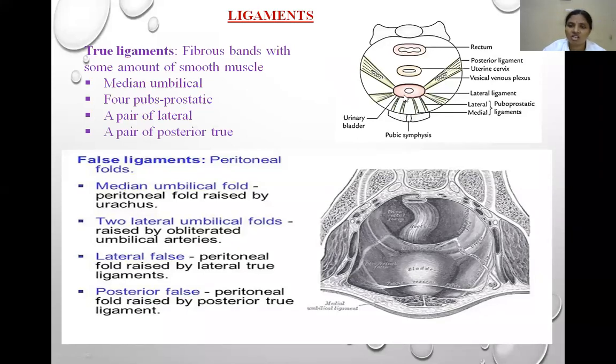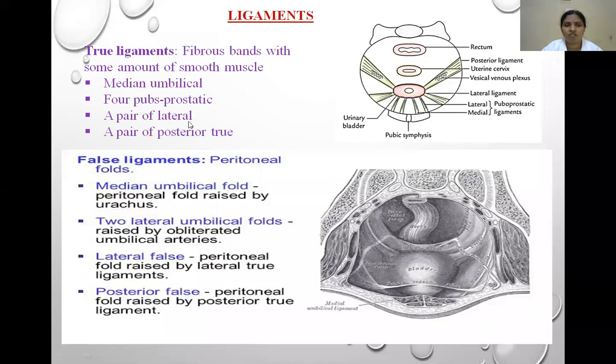Whereas in the case of female, from the pubis to the urinary bladder neck, they are the pubovesical ligaments. So in females, they are the pubovesical ligaments, whereas in males, they are the puboprostatic ligaments. So how many altogether? Four, two on each side. Medial and lateral puboprostatic ligaments.